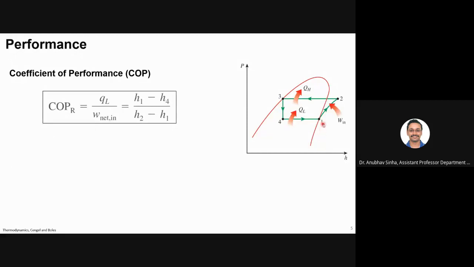From this plot, I can see that QL is getting removed here. So I can say QL is the difference between the enthalpy of the fluid at 1 and 4. So this is what is written here. Similarly, for work done also, I can use enthalpy. The work done is between 1 to 2, so the enthalpy of the fluid rises from 1 to 2. That is what delta H is being considered here.